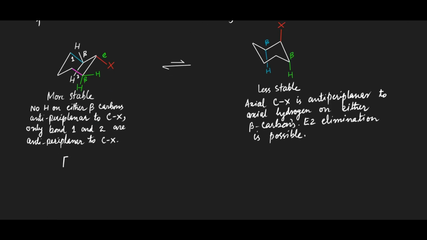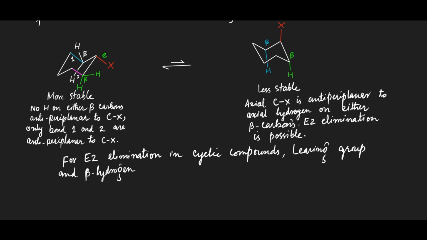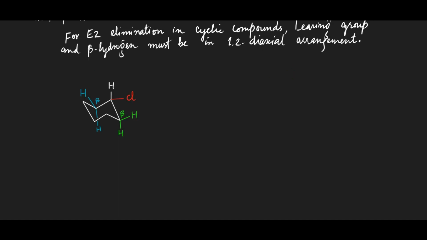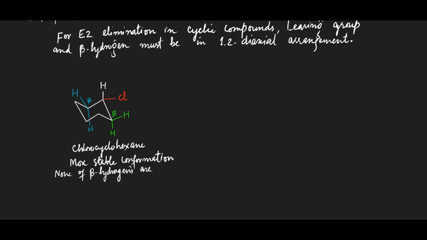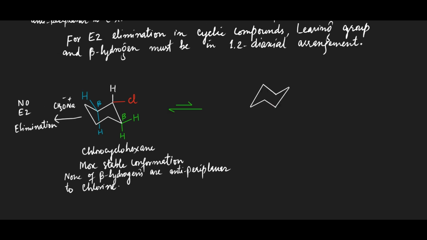Thus, for E2 elimination in cyclic compounds, the leaving group and beta hydrogen must be in a 1,2 diaxial arrangement. For example, in the case of this chlorocyclohexane. As said earlier, when chlorine is on the equatorial position, it makes the conformation more stable, but in this case none of the beta hydrogens are anti-periplanar to chlorine.